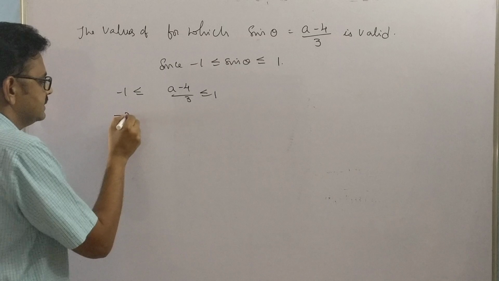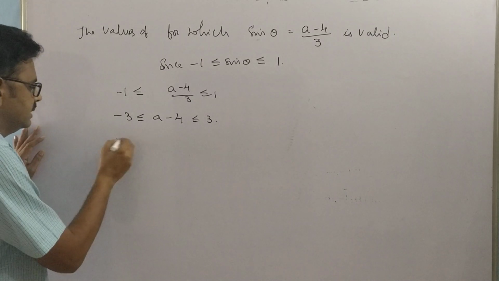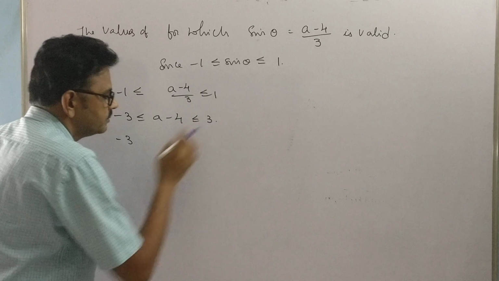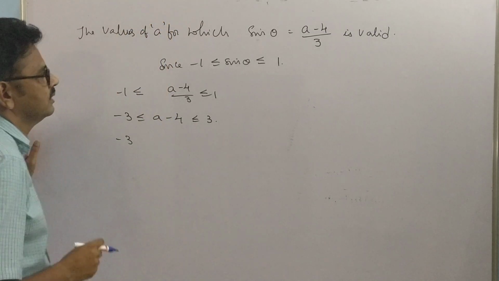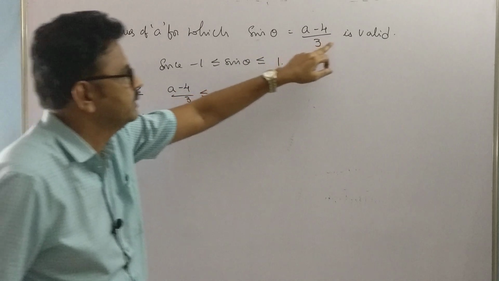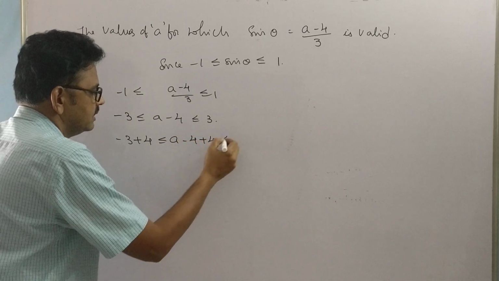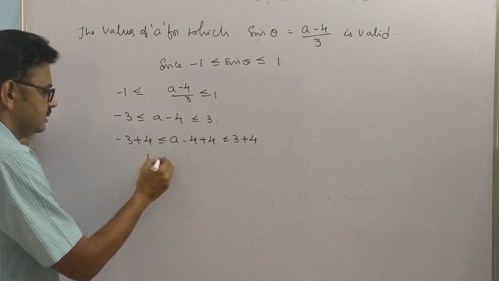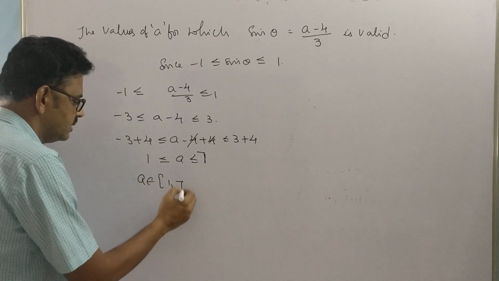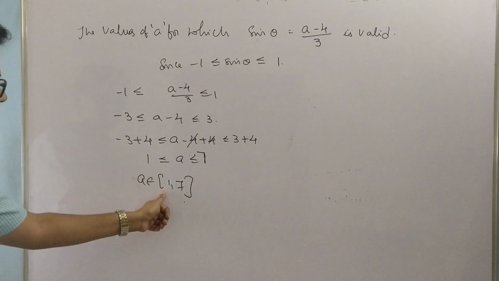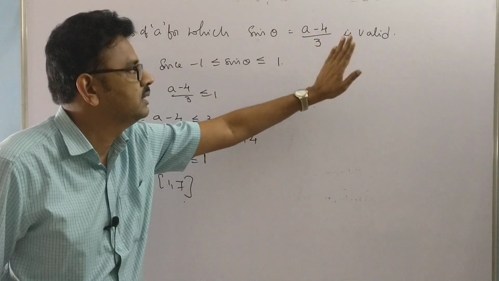Multiplying by 3, minus 3 less than or equal to a minus 4 less than or equal to 3. Adding 4 throughout, because we have to find the values of a for which sin theta equal to (a minus 4) by 3 is valid: minus 3 plus 4 less than or equal to a minus 4 plus 4 less than or equal to 3 plus 4. So 1 less than or equal to a less than or equal to 7. Therefore a belongs to [1, 7]. If a belongs to [1, 7], this has a solution. For other values, it is not possible.